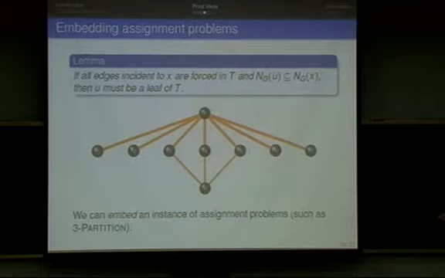Here's the lemma. If all edges incident to X are forced in T, and there is a vertex here whose neighborhood in the graph is contained in the neighborhood of X, then this should be a leaf in the tree if these edges are forced. Like this, it should be a leaf. This corresponds to an assignment like this. So you can embed an assignment problem like 3-partition.